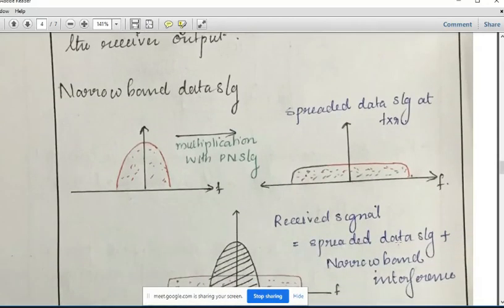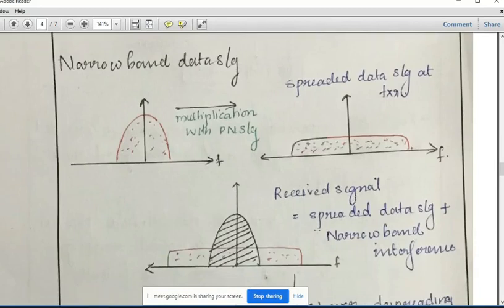Now, by passing through the channel, the spreaded data signal gets added up with some interference. This black color shows the interference, that is our I of t. So while passing through this channel, this spreaded signal, that is our M of t, gets added up with some I of t or interference. This red color shows our spreaded signal, and this black color shows our interference.